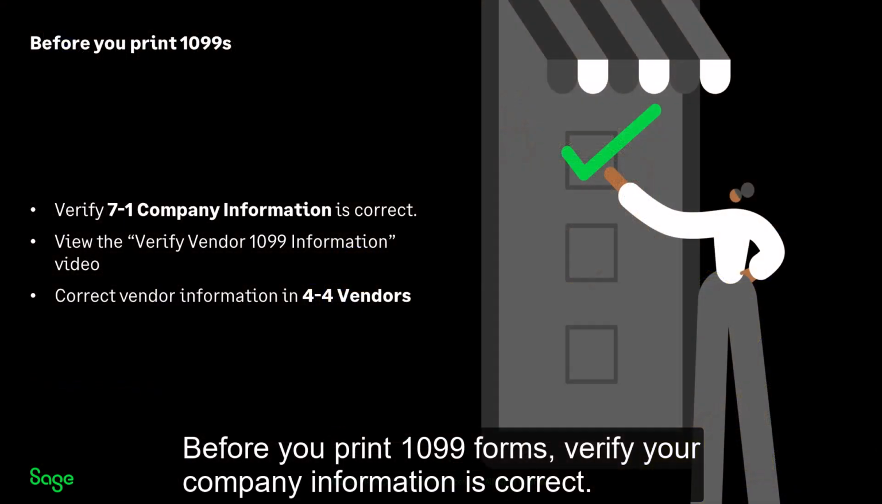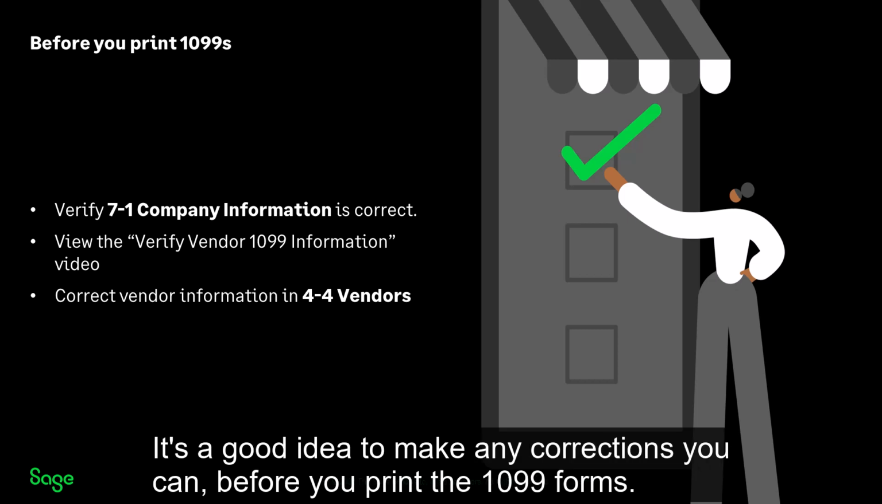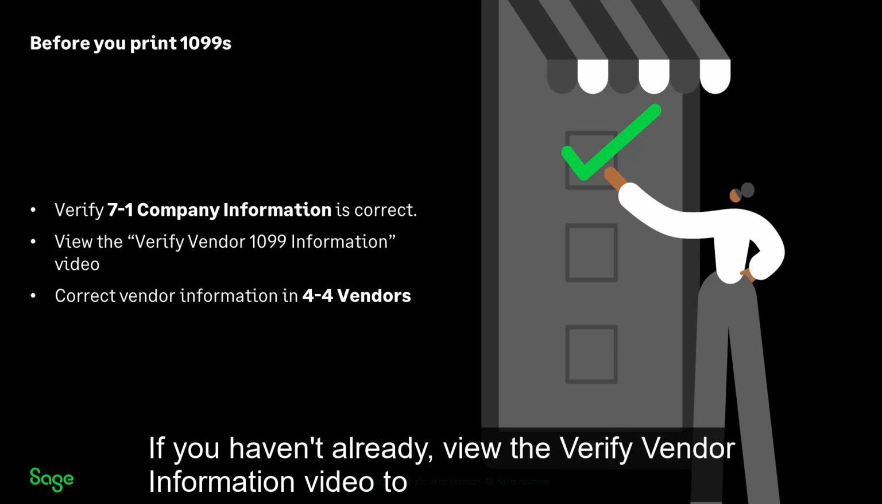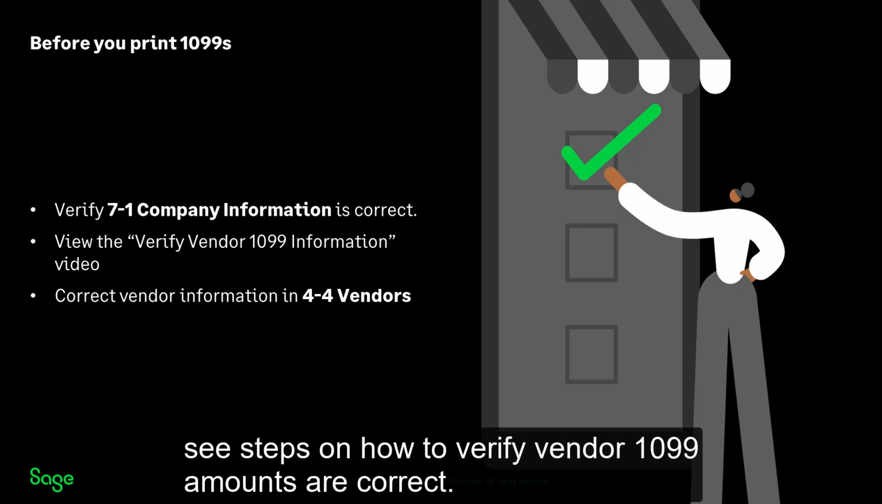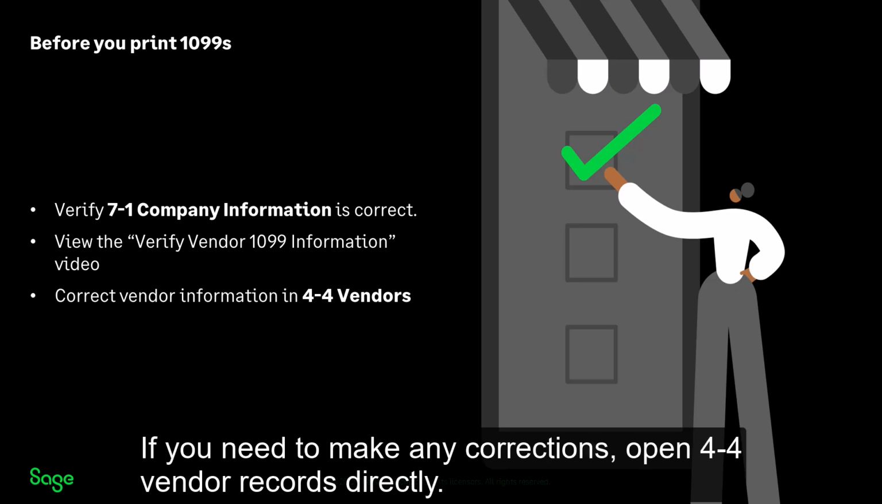Before you print 1099 forms, verify your company information is correct. It's a good idea to make any corrections you can before you print the 1099 forms. If you haven't already, view the Verify Vendor Information video to see steps on how to verify vendor 1099 amounts are correct. If you need to make any corrections, open 44 Vendor Records directly.